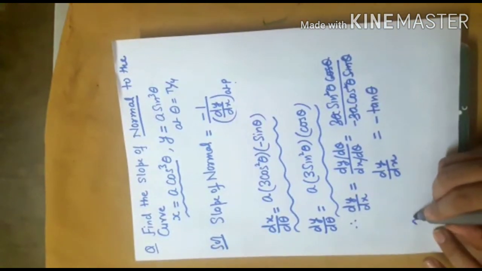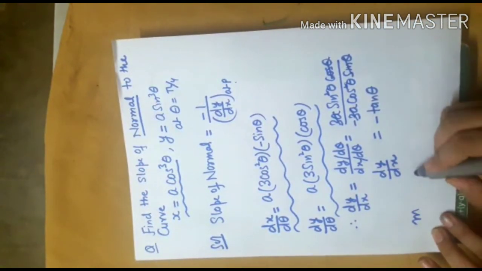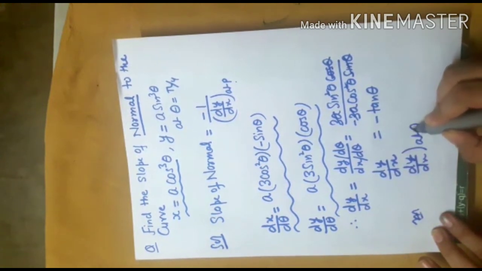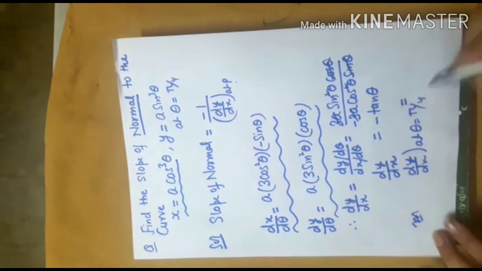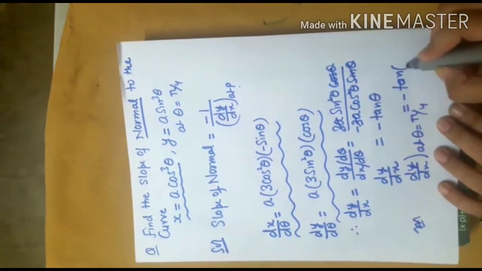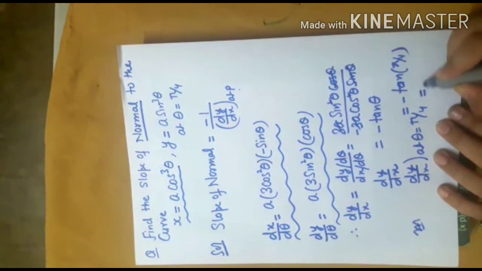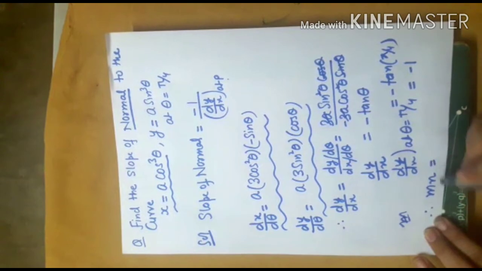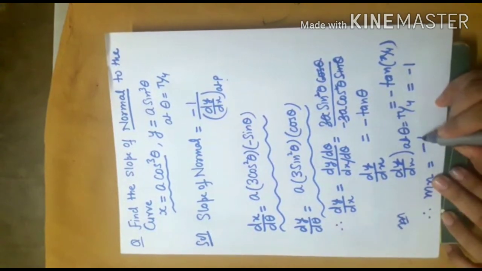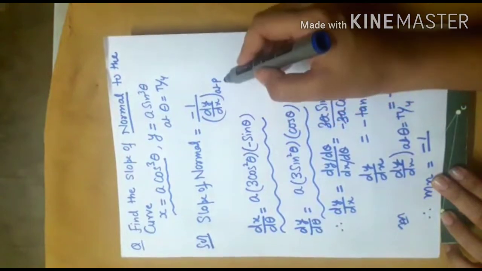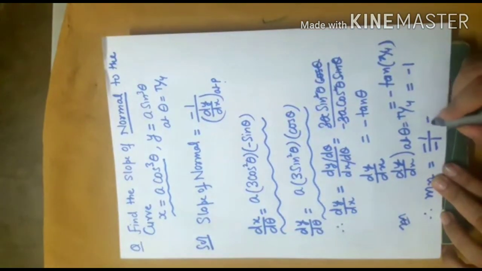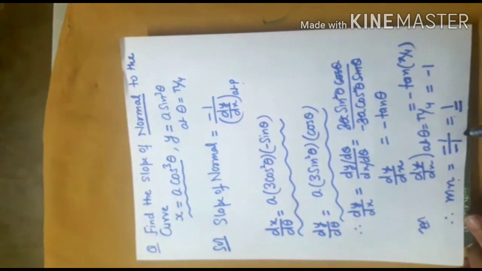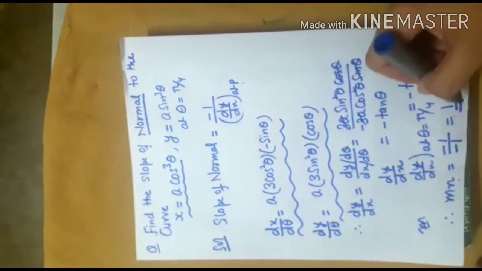So dy by dx at theta equals pi by 4 will be equal to minus tan pi by 4, which is equal to negative 1. So therefore slope of the normal mn is minus 1 over dy by dx at P, which is negative 1. So it's equal to 1. So slope of the normal when theta is pi by 4 is 1.